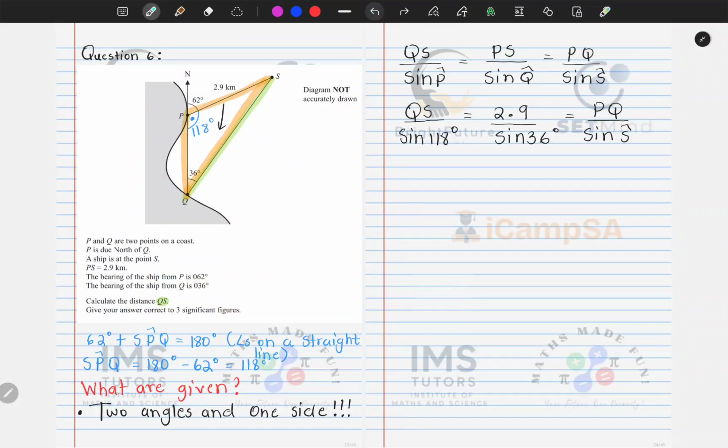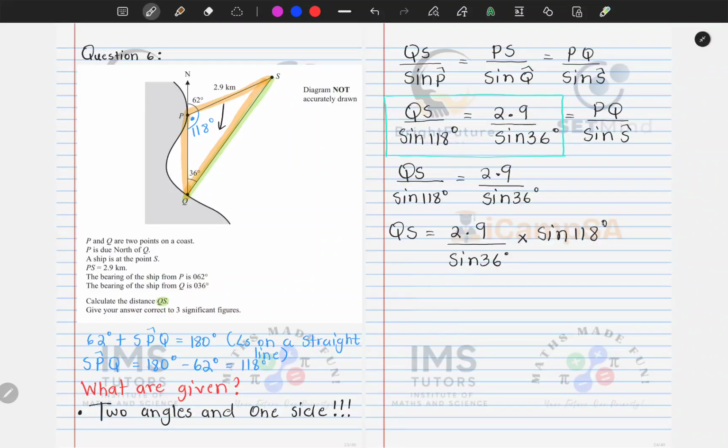So looking at this block here, the blue one, is sufficient to allow us to solve for our QS. So if you observe carefully, our QS divided by sine 118 degrees will be equal to 2.9 divided by sine of 36 degrees. If you quickly do your cross multiplication here, you'll see that your QS will be 2.9 divided by sine of 36 degrees multiplied by sine of 118 degrees.